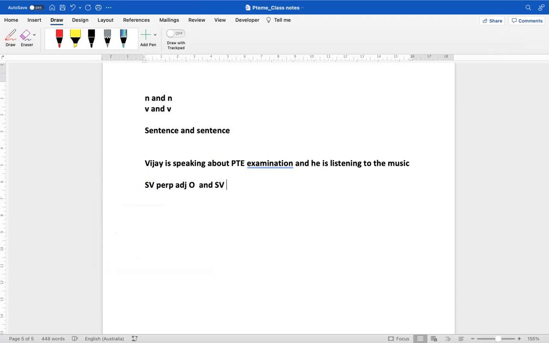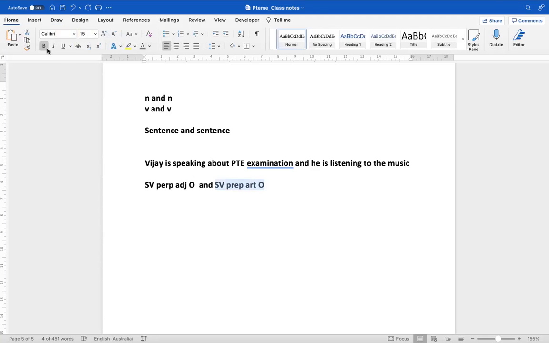Again, to the music: to is a preposition, and the music, so we have an article, and music is a noun. Music is the object. So if you look at this structure, is it balancing? We have subject, verb, preposition, adjective, and object. Here we have subject, verb, preposition, article, and object. So do you think it is balancing? Yes, it is balancing.